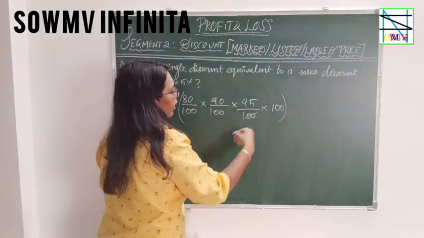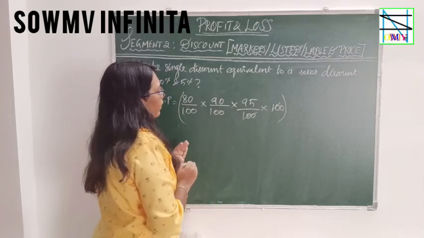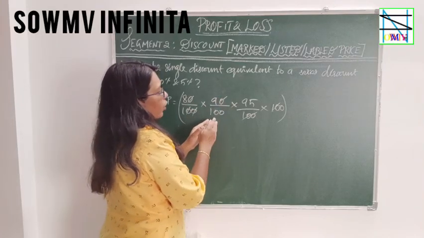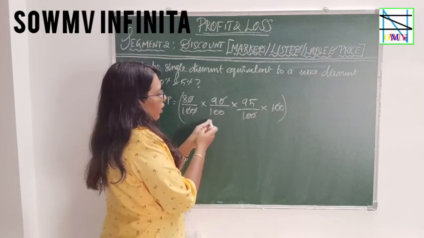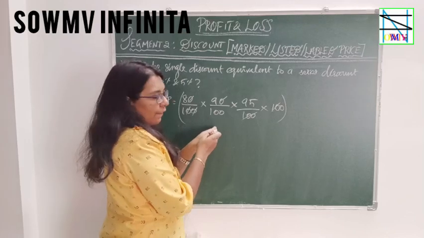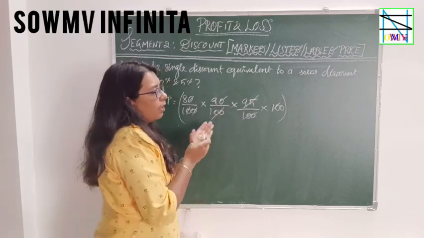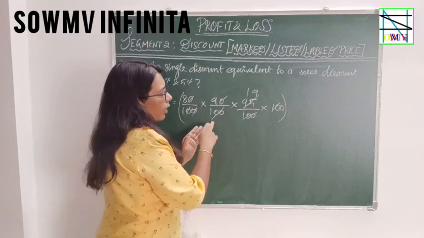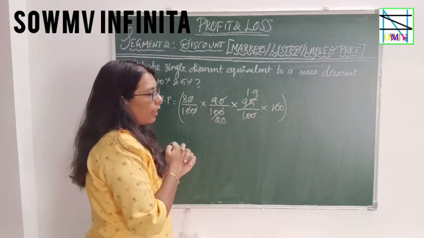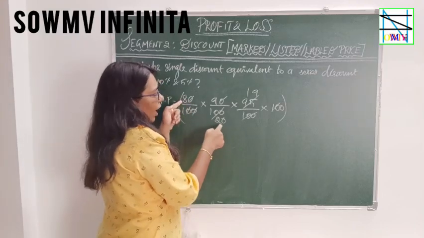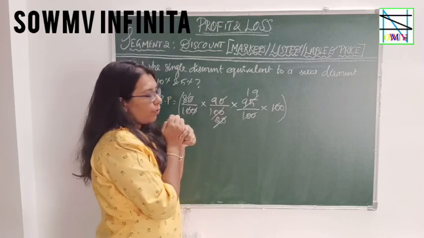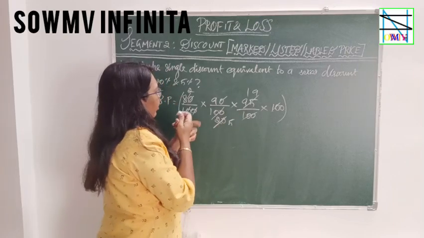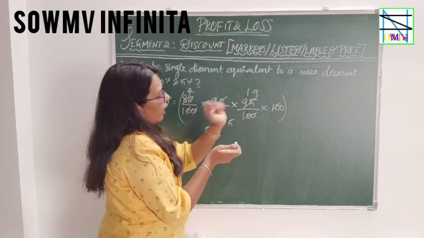The 100 gets cancelled here, and the remaining thing in this series is this one. Here we can cancel by dividing by 5. So 95 becomes 19, and 25 over 100 cancels again. Then 8 and 20 cancel: 2 fours are 8, 5 fours are 20. The remaining thing is 2 into 9 into 19 divided by 5.